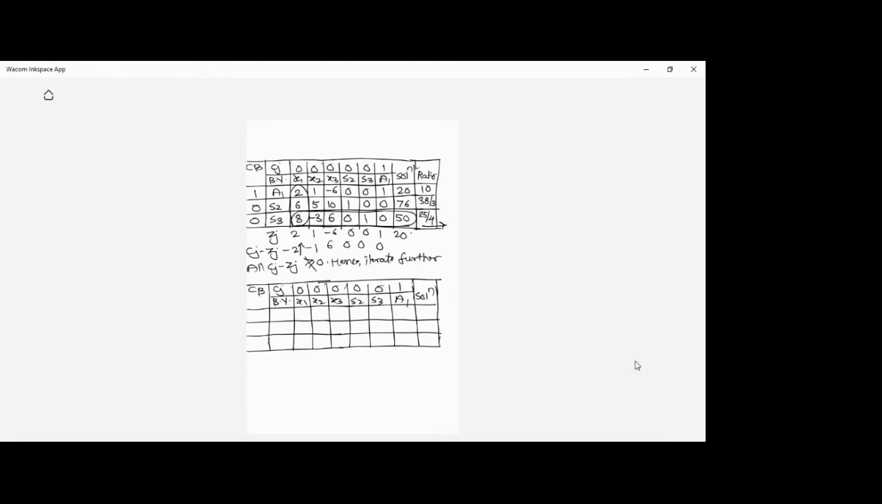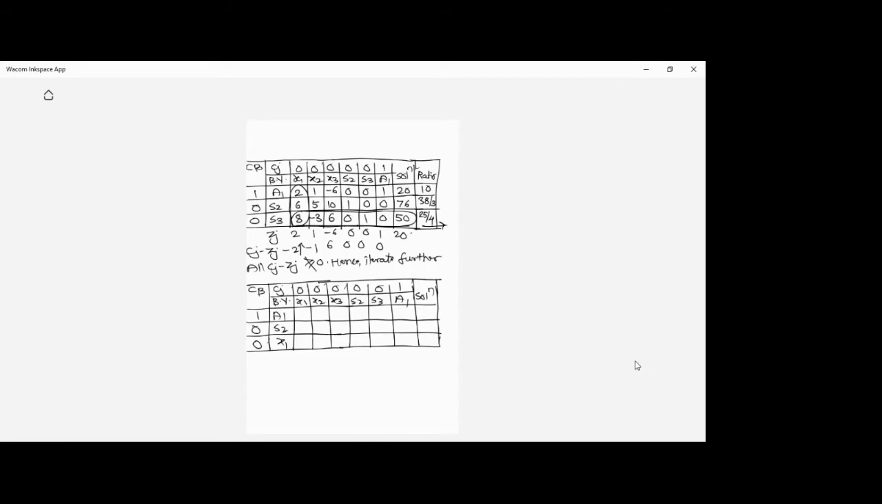So the leaving variable is s3 and the entering variable is x1. So here we'll have to write x1. Here it is a1 and s2. So a1 has a coefficient of 1, s2 has a coefficient of 0, and here we have it as 0 only. So let's consider the key row first and find out the new values of the key row.